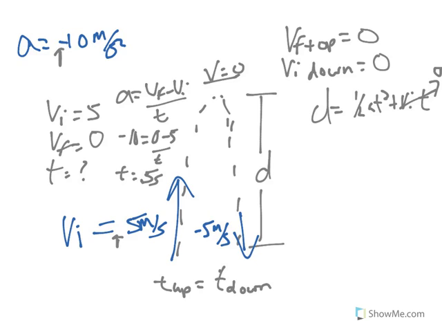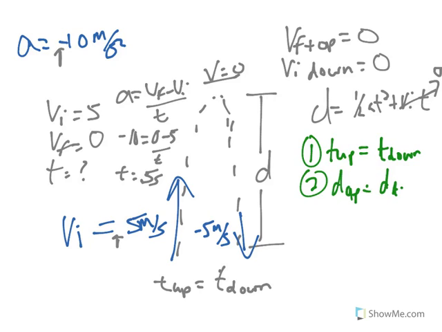Number one, time up equals time down. That's important to remember. So if I throw it up and it takes 2 seconds to go up, how long was it in the air? It was in the air for 2 seconds. How long did it take to get to the top? 1 second. Number two, distance up is equal to the distance down. Right? That makes sense because it's going to fall the same distance it went up. Distance up equals distance down.